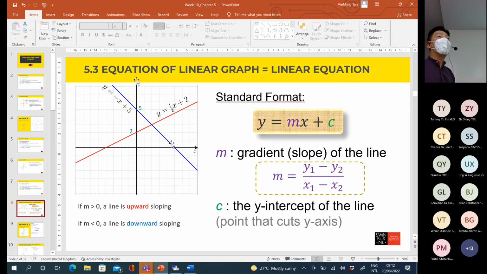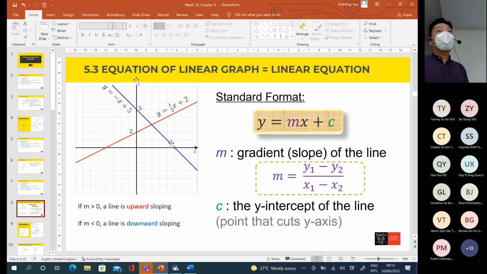What happens if n is equal to 0? What will the line look like? If n is equal to 0, that means no slope, no gradient. The linear line is still a straight line, but it will be like this. No slope. If n is equal to 0, that means it's like this. Horizontal.